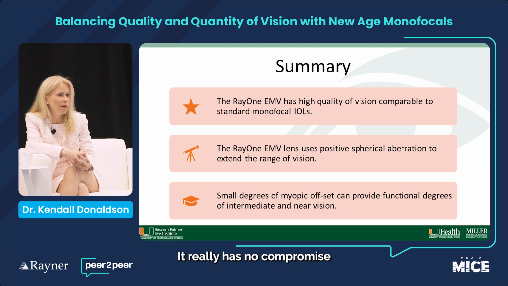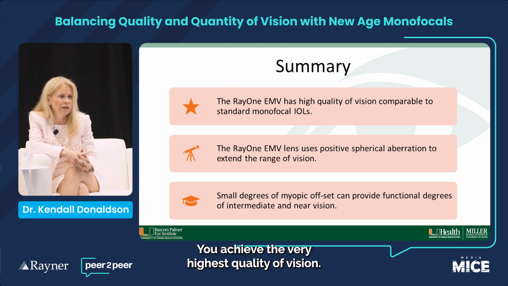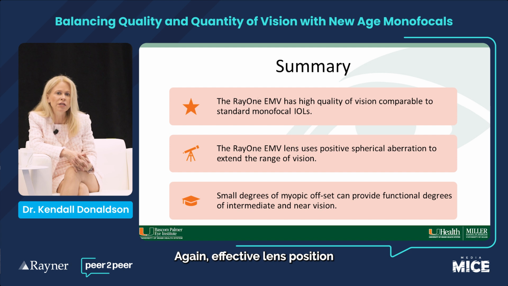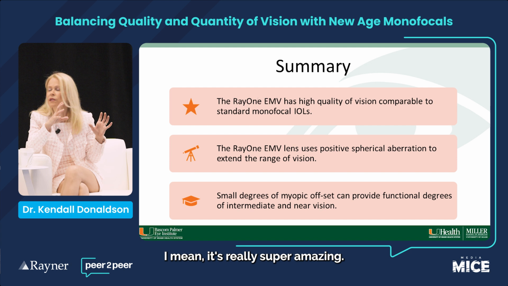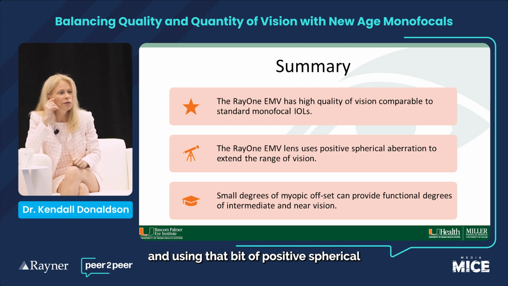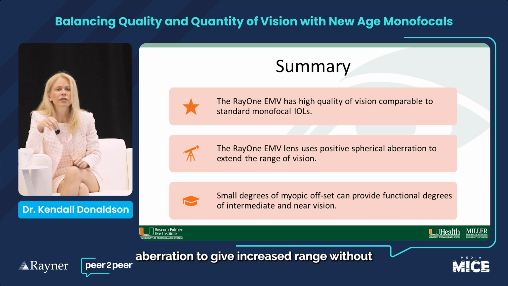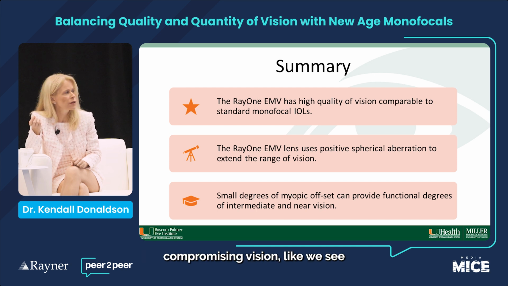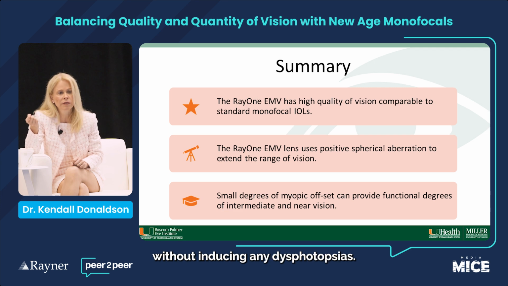It really has no compromise with quality of vision. You achieve the very highest quality of vision. Again, effective lens position really cannot be emphasized enough because this lens stays perfectly centered. It's really super amazing. Those haptics really keep it centered. And using that bit of positive spherical aberration to give increased range without compromising vision, like we see with some other lens types, is really key. And even these small degrees of myopic offset for the non-dominant eye really increase the range, really 3 times more than you would expect with a standard monofocal lens, without inducing any dysphotopsias.